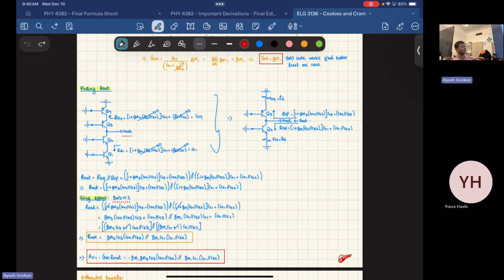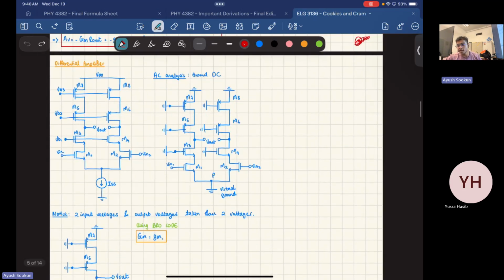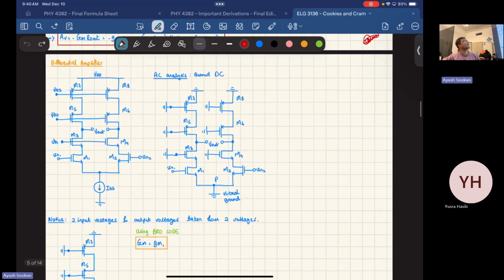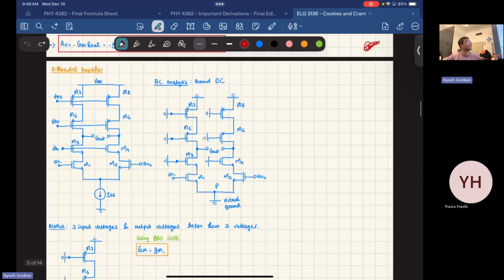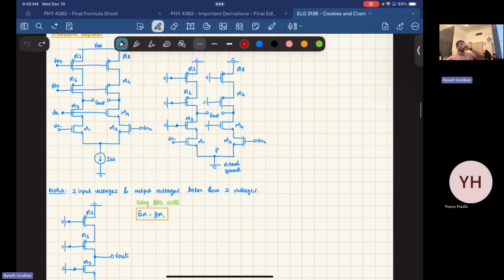So gain equals GM1 times R out, and that's how you find the gain. Any question? It's just a regular Cascode question here. Okay, it's a differential amplifier. So you might have a question like this that's worth 10 marks. You can review that. A differential amplifier question might be worth 10 to 15 marks.